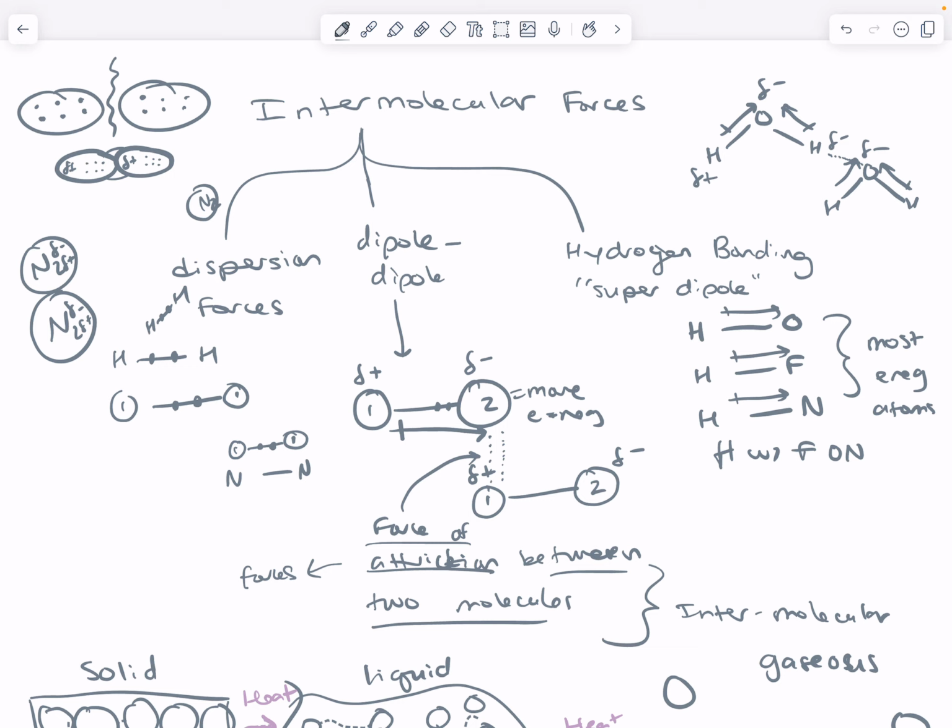And those dispersion forces are present in everything. Dipole-dipole is only present if you have a very polar molecule. If you're not sure about the difference between a polar bond and a polar molecule, I have another video on that. And then for hydrogen bonding, this is only if you have a hydrogen with fluorine, oxygen, or nitrogen.